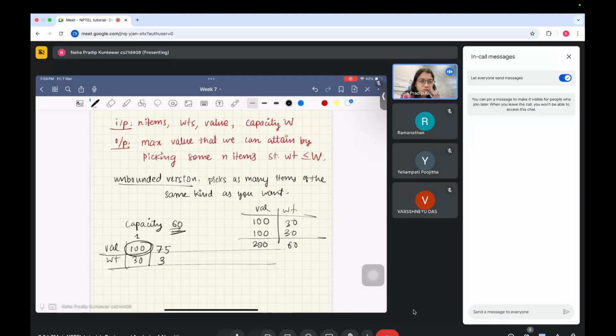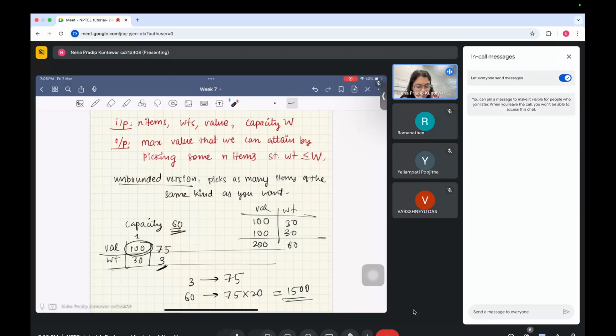But let's say I don't do that. What is the maximum I can do by using this? If I just pay 3 units of weight, I can get a value of 75. So I'll get 75 into 20, which is a value of 1500 if I don't use this, if I just use this. So this is a counter example, right?